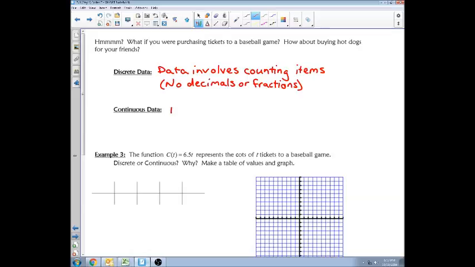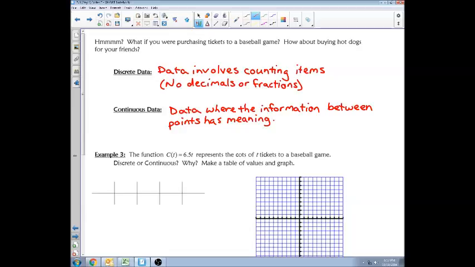Continuous data is where the information between points has meaning. Okay? The information in between points has meaning. So that would be something along the lines or something where I can have something partial. Trying to think of a situation where that would occur.